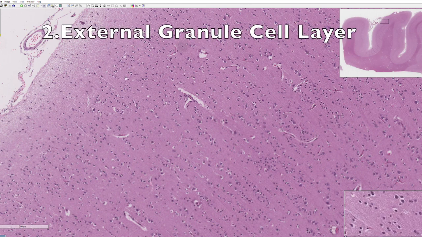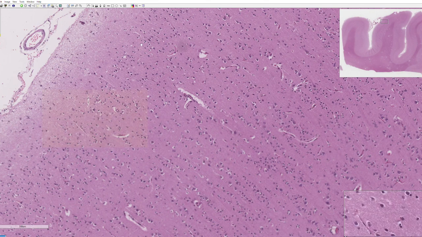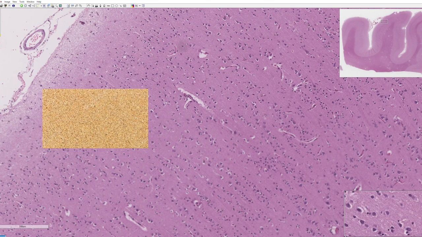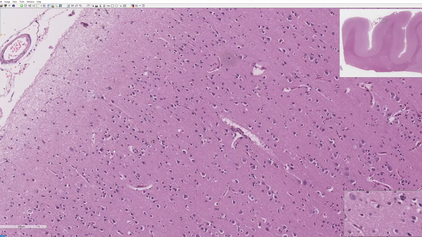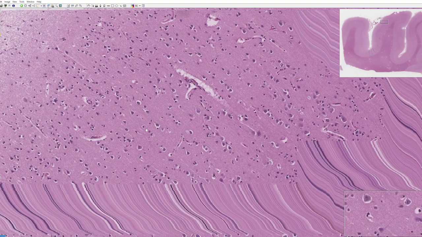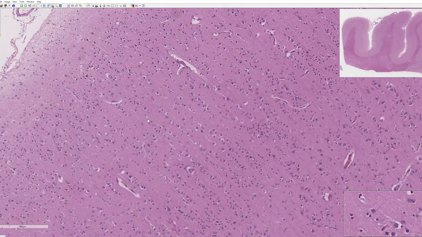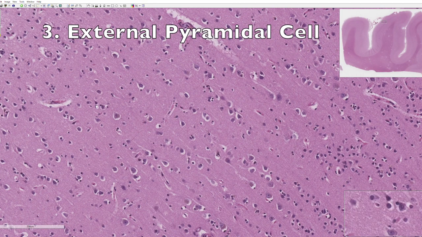So we have the molecular layer here, and then right beneath it, we see these granular neurons. They look like granules of sand, so they're called granular neurons, and they form this perpendicular layer. As we go deeper into layer 3, we see these neurons here that are more pyramidal. They look like those triangular-shaped neurons that we saw early on. So this is your external pyramidal cell layer.